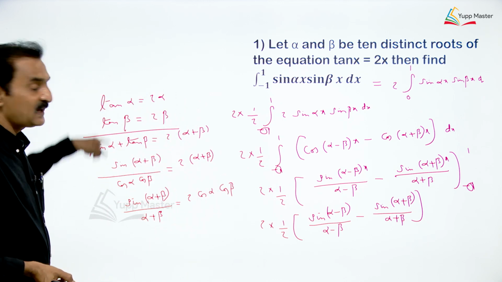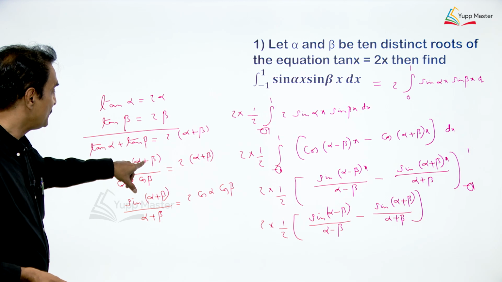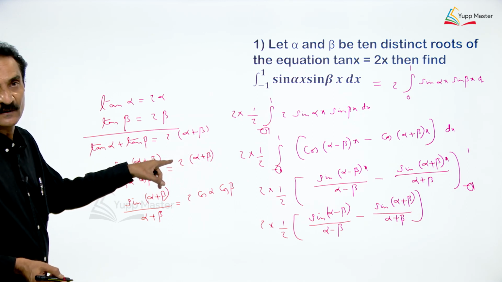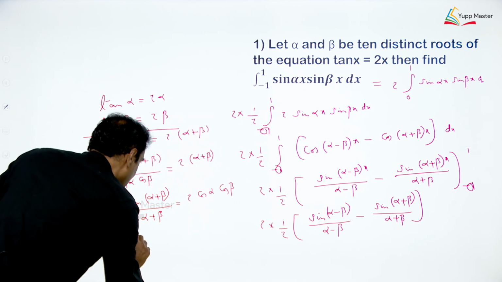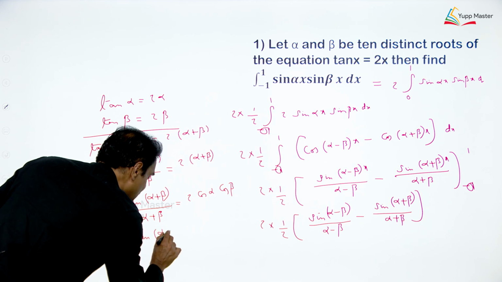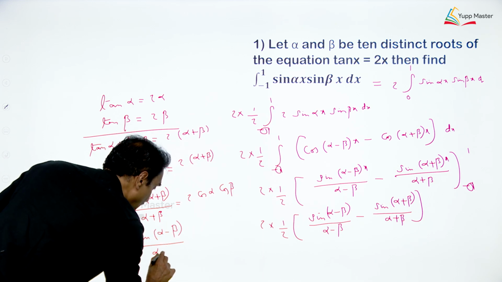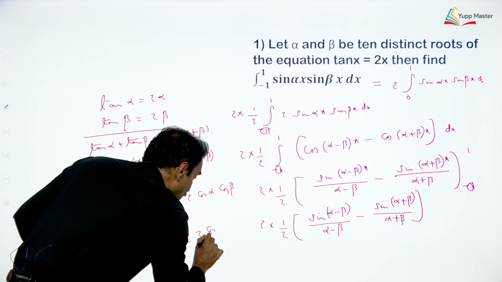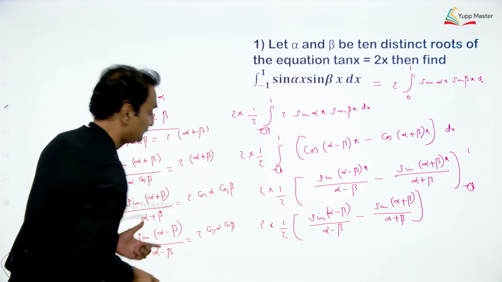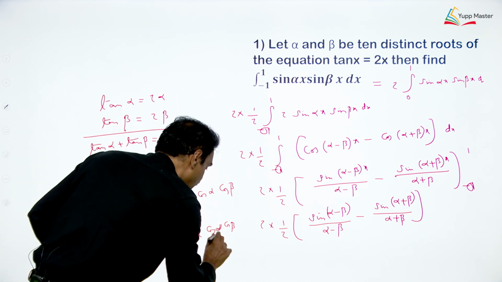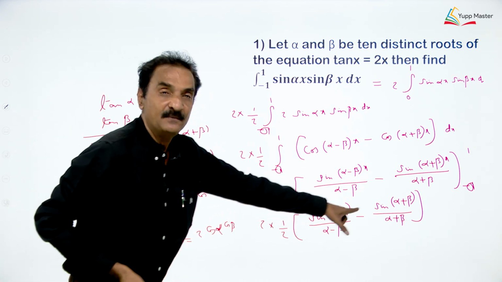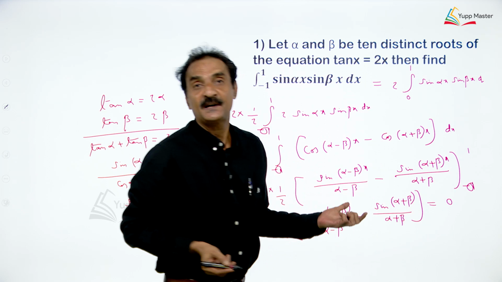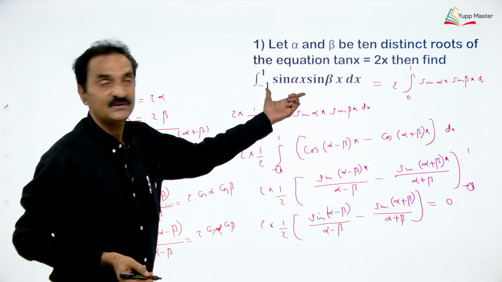Okay. Similarly, if you subtract them, then you will get sin (alpha minus beta) by cos alpha cos beta is equal to 2 into (alpha minus beta). So, we will get sin (alpha minus beta) by (alpha minus beta) is equal to again 2 cos alpha cos beta. Okay. So, these two are equal. So, if you substitute these two, what will be the value of the integral? The integral is 0. So, the value of this integral is 0.